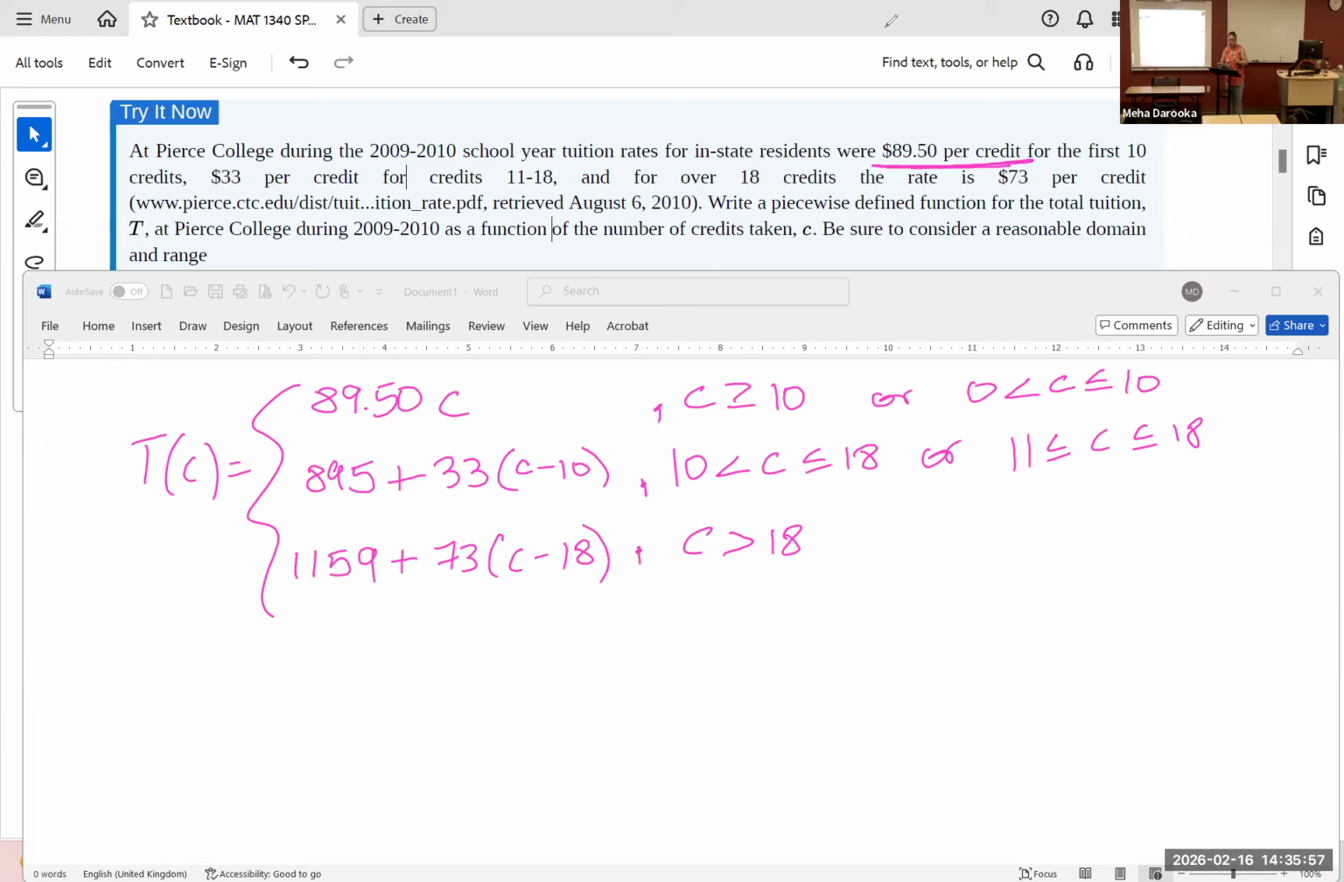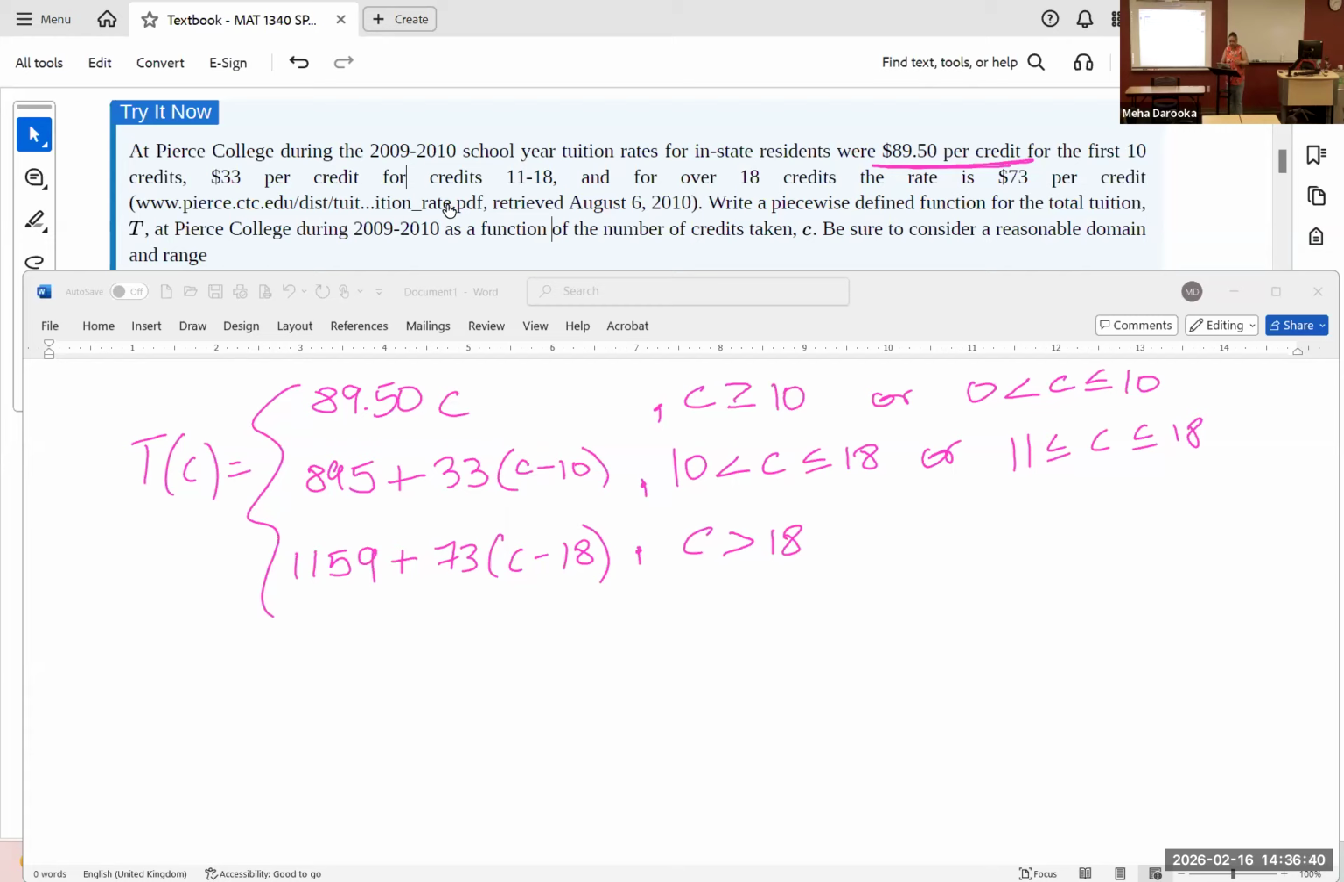Questions here? People on Zoom? So you can see how just writing the price itself is not enough, right? The different tiers of 80, 89.50, $33. They went down to 33 and then went back up to 73? Huh. So it's actually more expensive to take more than 18 credit hours. If for 11 to 18, you can only do 33. So I wonder if that's a way for them to discourage students from taking too many credit hours, because that can be challenging, right? For at least some students.